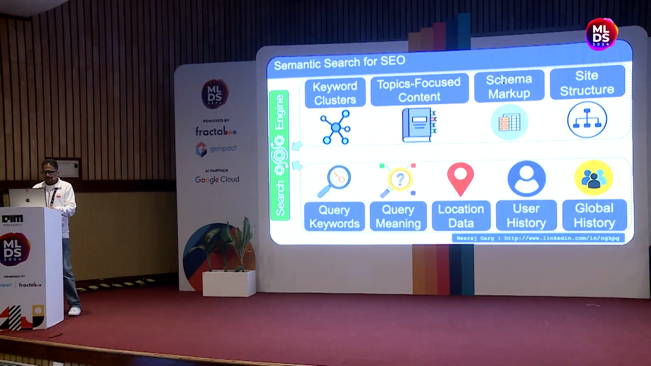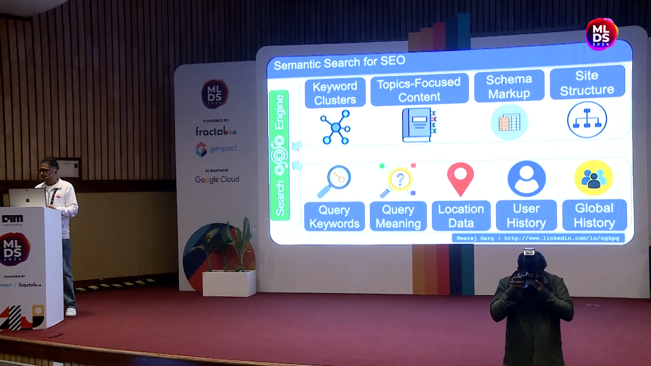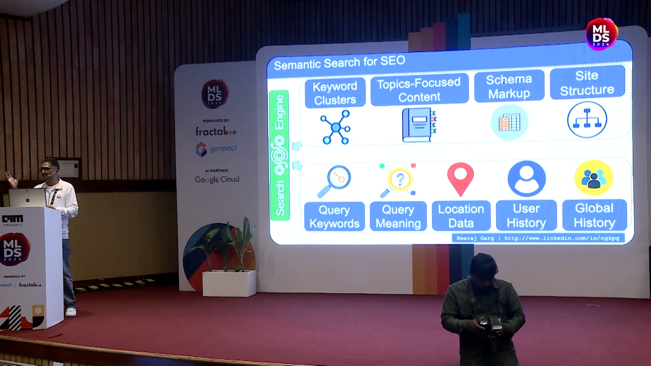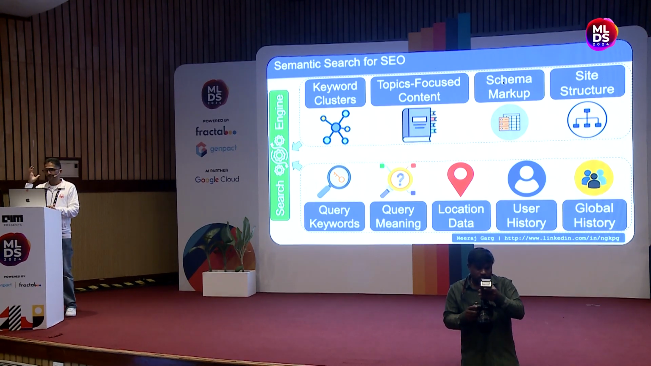Okay. So how does this work, semantic search for search engines? Well, when we type in a query, like I just did, it not only extracts the keywords and the meaning from the query, but it also extracts and uses many other signals like location data, user history, and global history. All this is fed into the search engine.